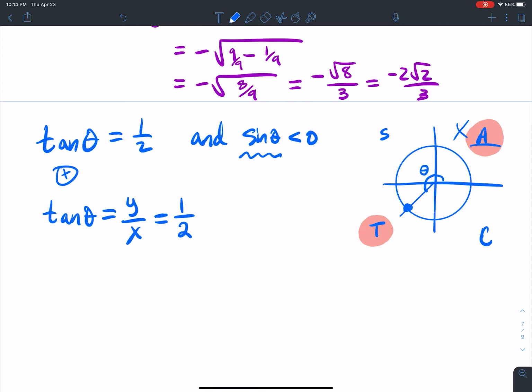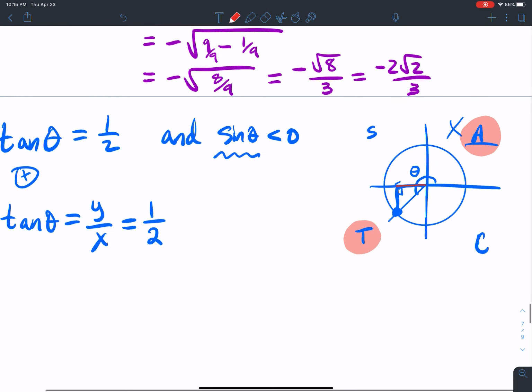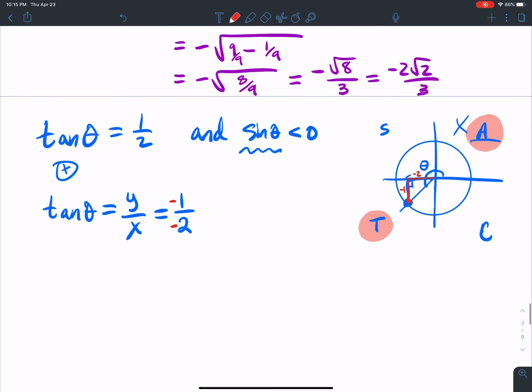Now, are my x value and my y value negative or positive? So if I think about this, which way am I going? I'm going to the left here. So technically, I think my x value is going to be -2, and my y value is going down here, so it's -1. So both of those are negative, okay?